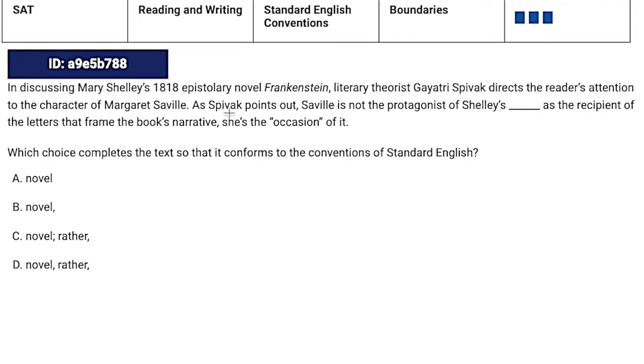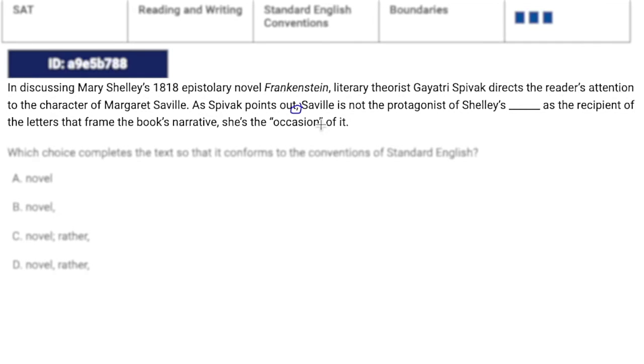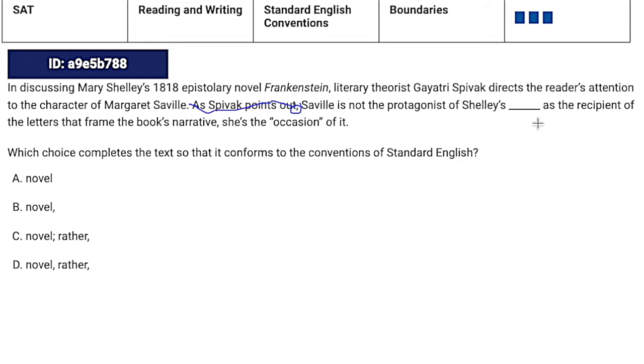I'm just going to start here, and while we're at it, we could also save time by ignoring introductory phrases. Saville is not the protagonist of Shelley's novel. As the recipient of the letters that frame the book's narrative, she's the occasion of it. So if we read it like that, we would need a period or a semicolon. We don't have that option, so we're going to get rid of A and B.